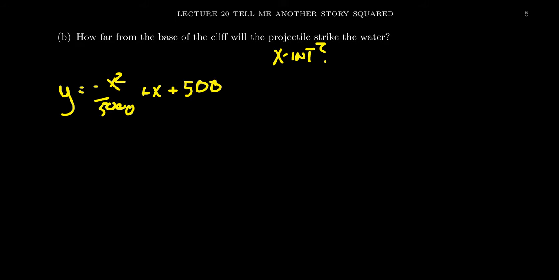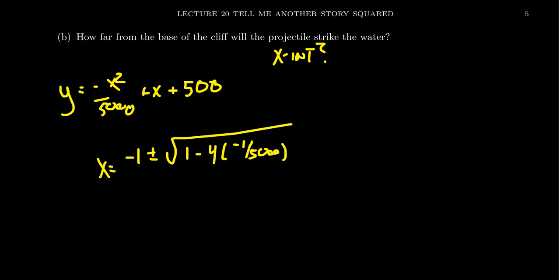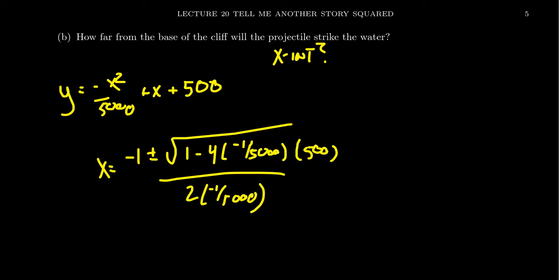So the quadratic formula told us that x is going to equal negative b, which is 1, plus or minus the square root of 1 minus 4 times negative 1 over 5,000 times 500. And this all sits above 2 times negative 1 over 5,000. Like so, we crunch that number and get something out of it.